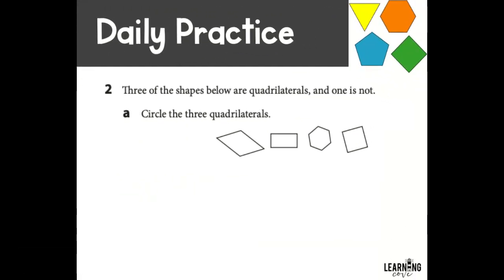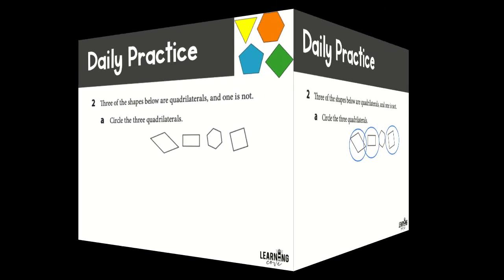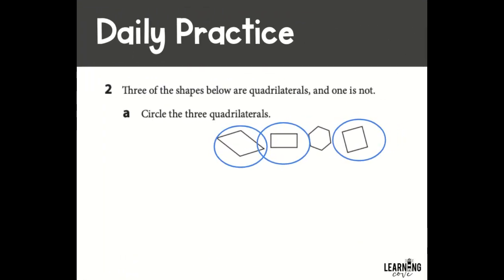All right, this you can just kind of use your finger to do an imaginary circling, but three of the shapes below are quadrilaterals. I know quad means four, and one is not. Circle the three quadrilaterals now. Did you guess it? Nice job if you did. Yes, this one in the middle is not a quadrilateral because it has more than four sides.